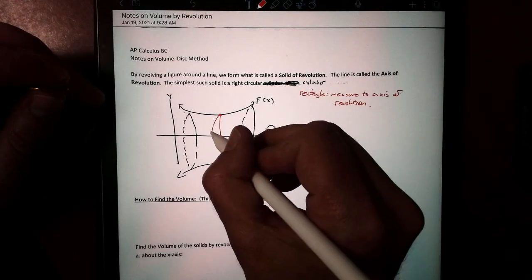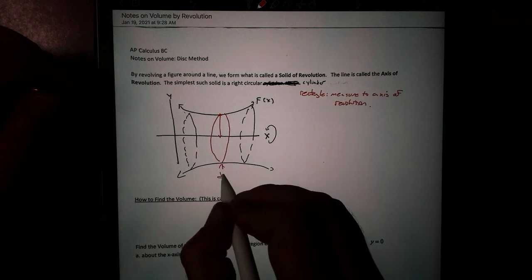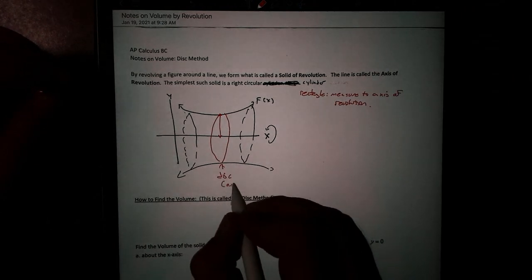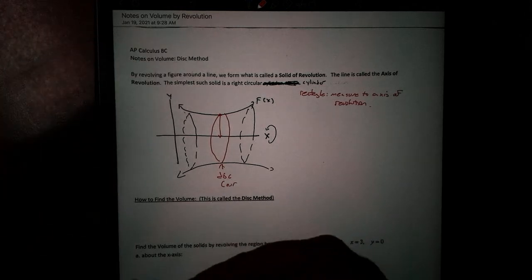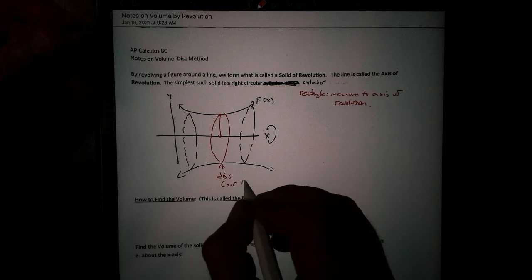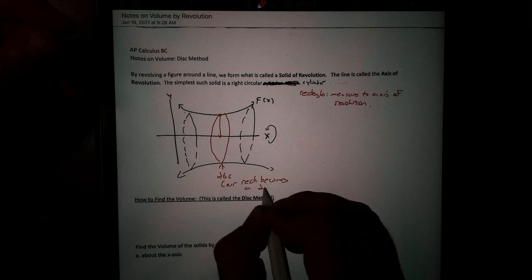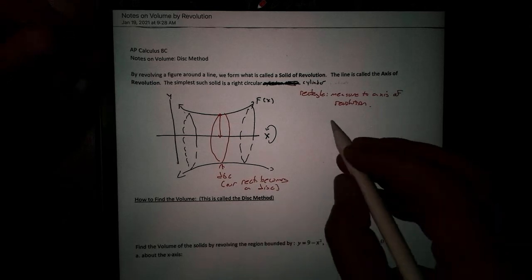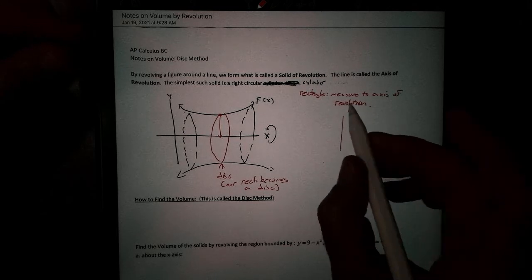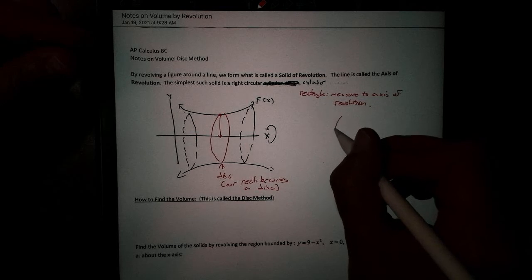And that's what we're going to look at today. We would get this disk. Our rectangle, in other words, when we did area and volume by cross-section, becomes a disk in this case. So our rectangle becomes a disk. And that's what we're going to draw. We're going to draw our disk. Whoops, everyone does that. So we're going to draw a disk.